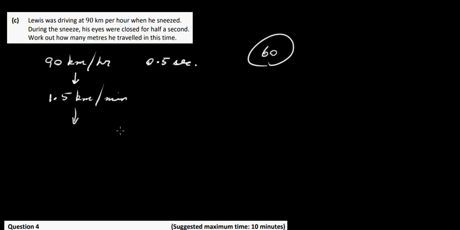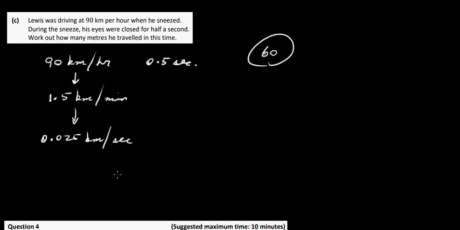Let's go again. To change from minutes to seconds, again our conversion factor is 60. There are 60 seconds in a minute. If he travels 1.5 kilometers in a minute, how many kilometers will he travel in a second? Well, it's going to be less again, so it's going to be 1.5 divided by 60, so that's 0.025 kilometers in a second.